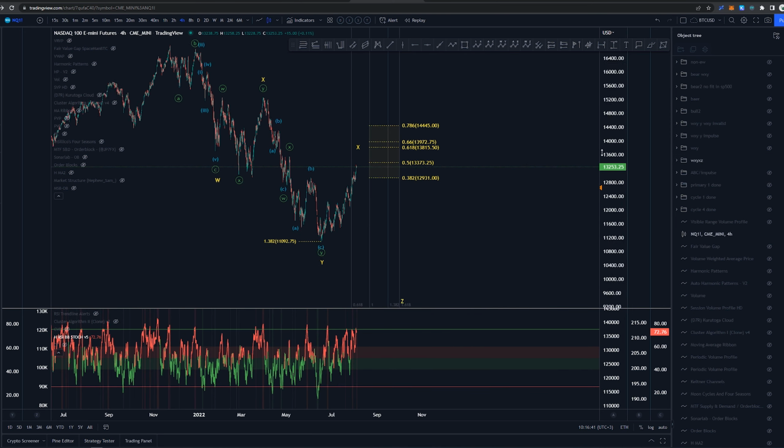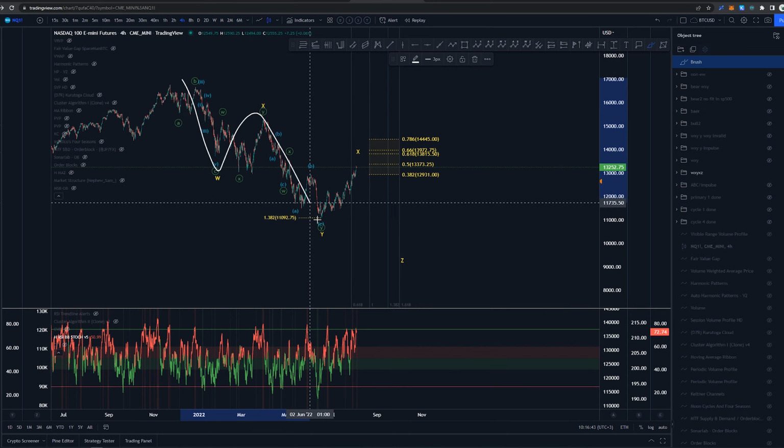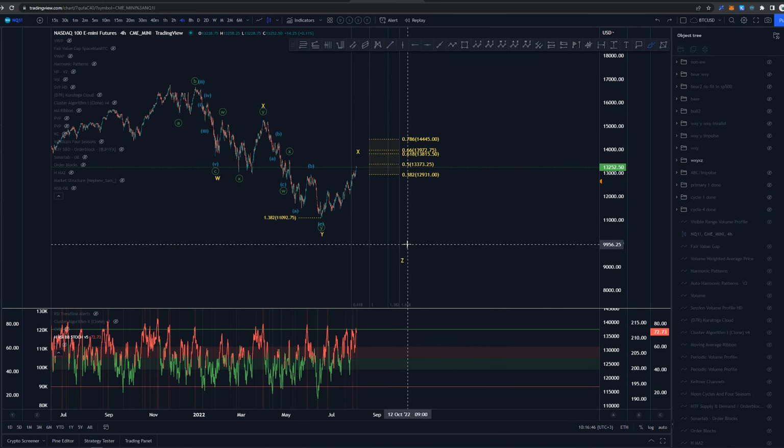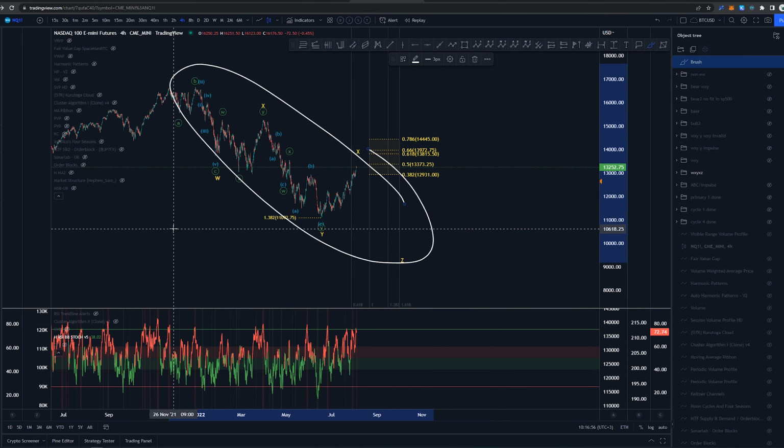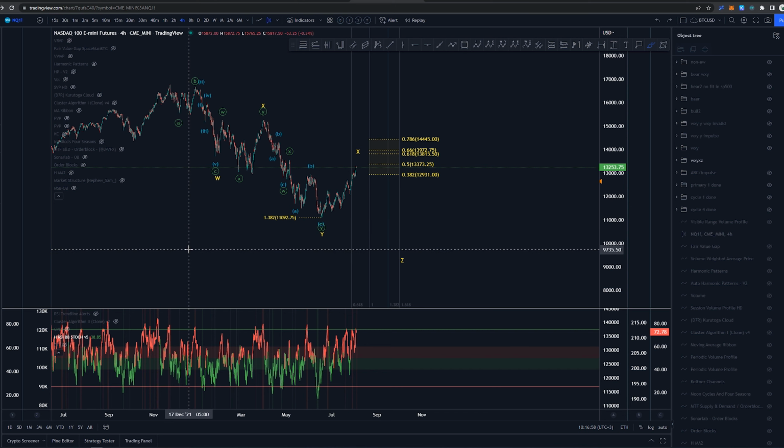The other scenario was that we're going to be having this as a WXYXZ. That would be the expectation that Z was going to be bringing us lower. These are both possible, unfortunately. However, we have to know that these larger WXYXZs are very, very rare. So I would definitely prefer the impulse wave downwards.